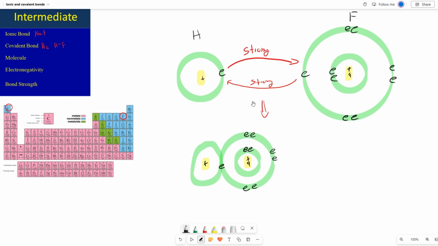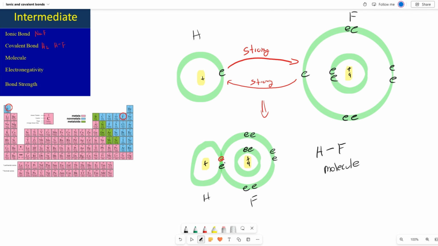But now I'll draw hydrogen's electron in red. And what you can see is hydrogen is counted as having 2 valence electrons, and fluorine is counted as having 8 valence electrons. So if we were to draw this out, it would be H with a line F, and this would be another molecule because it's 2 or more atoms that are sharing electrons. But the electrons are not going to be shared evenly.